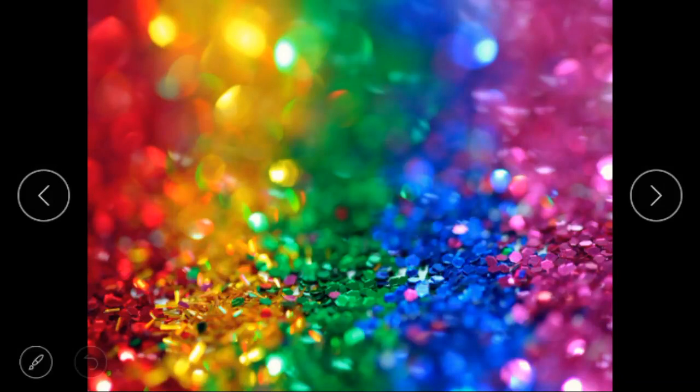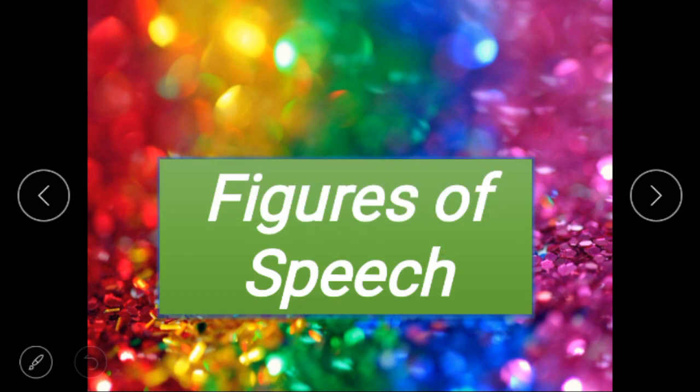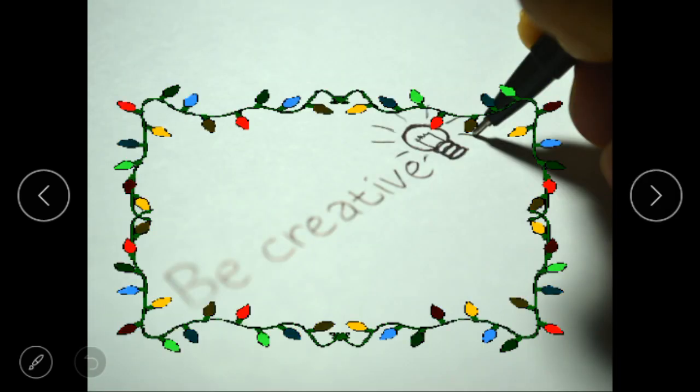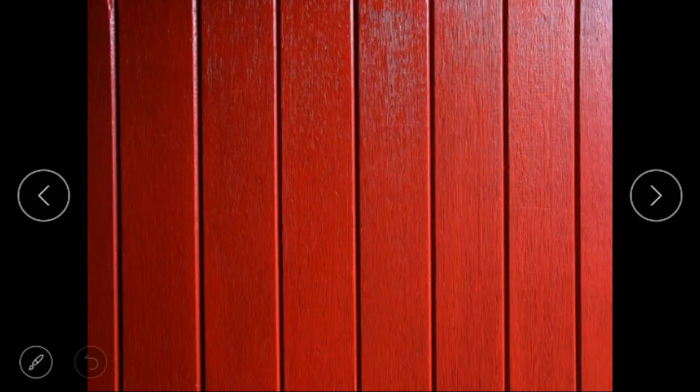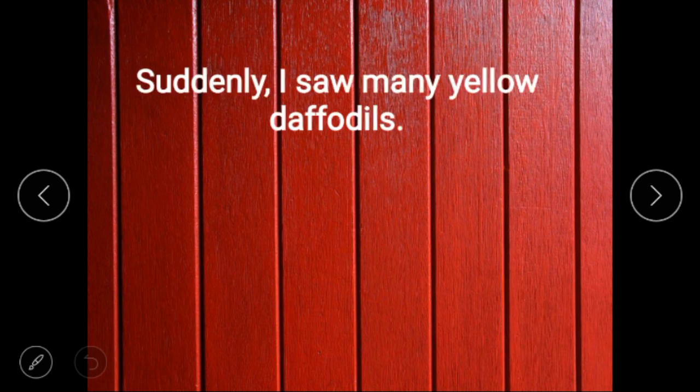Today we are going to learn figures of speech. Let's see what they are and why they are used. Now, figures of speech are like decorations on words. We need them to make our poetry look beautiful. Figures of speech are generally used for poetry, but they are also used in literature, like prose literature.